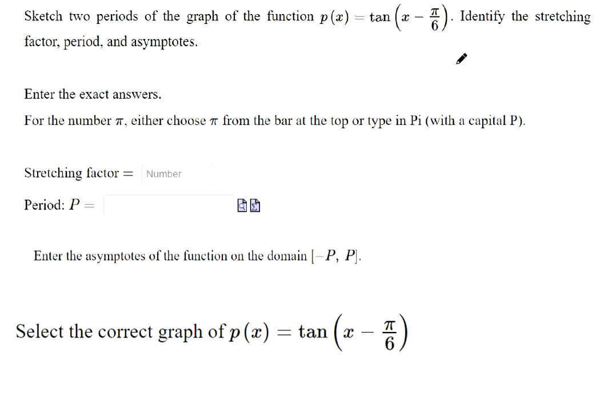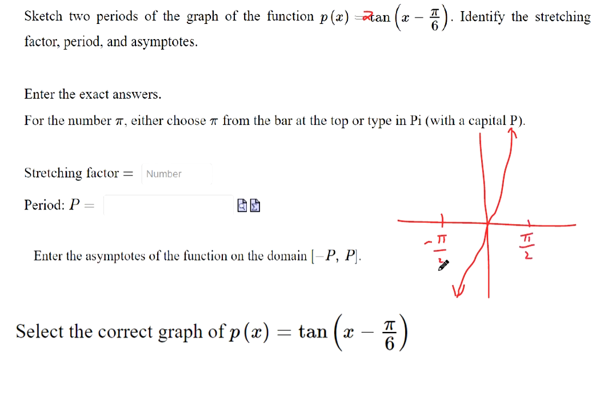That affects how fast the tangent function increases or decreases. So if you got a big stretching factor, it'll look pretty narrow. Whatever number is here doesn't affect the period. The original graph of tangent has a period of pi, and that's an important thing to know. Tangent has a base period of pi if you don't have b.